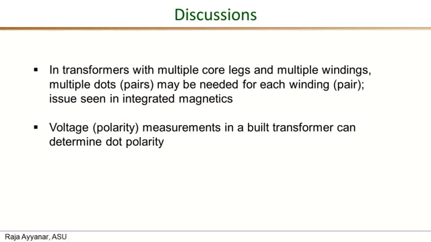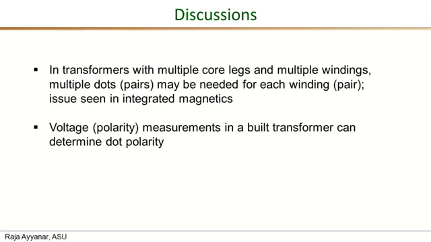The first one is that when you have transformers with multiple core legs with multiple windings, okay, then it's not enough to have just one dot for each winding. We need one dot for each pair of windings. Let's say if we have just three windings, then for the first two you have one dot pair, for the second and third you have another one, and there's one for the 1 and 3, and so on. Okay. This kind of more complex situation arises in integrated magnetics based power converters.